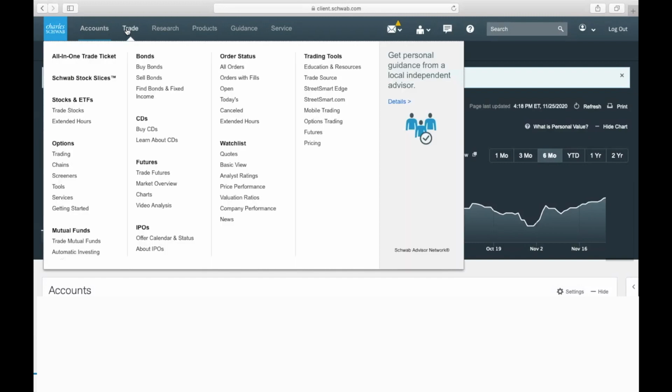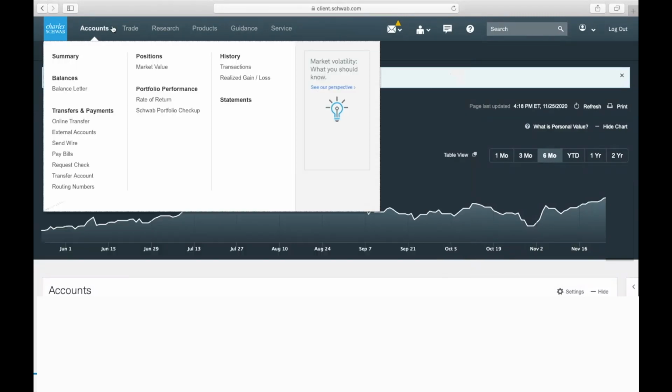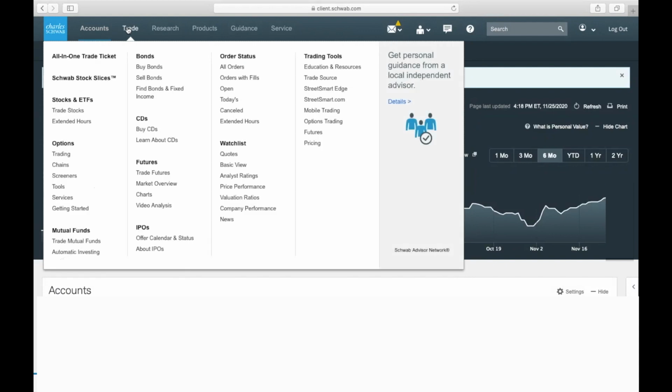Okay, guys. So I've logged into Charles Schwab. And I want you to see that on the top you have a feature that says Trade. Here is where you can buy and sell your investments. Here you can buy and sell stock slices, stocks and ETFs, options, which I don't recommend if you're a beginner, mutual funds, CDs, bonds, futures. Okay, so let's start off with the stocks.